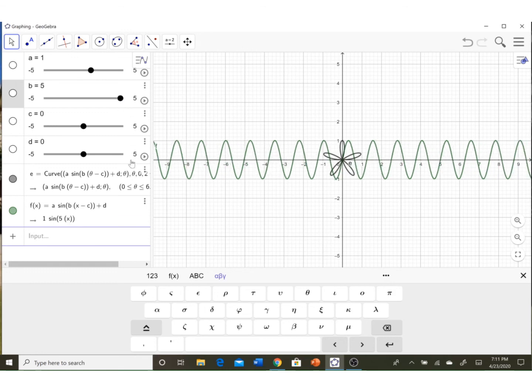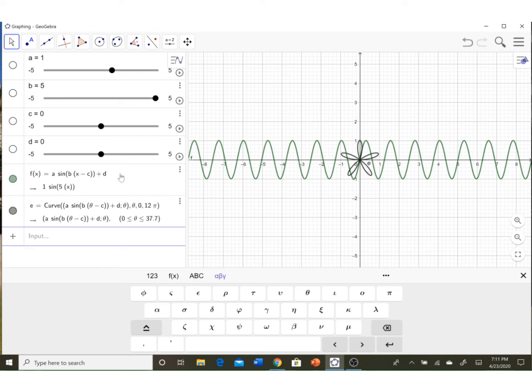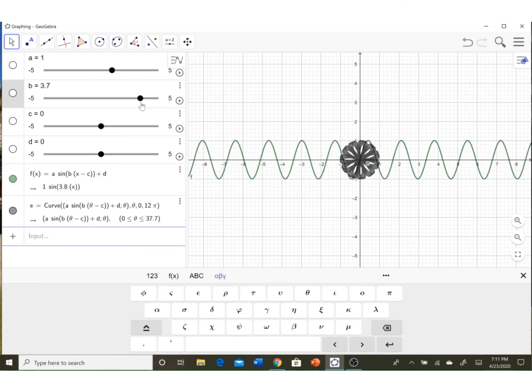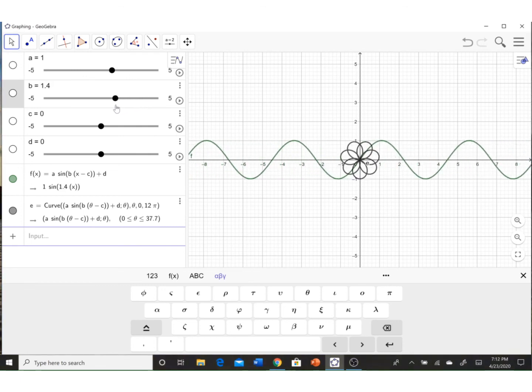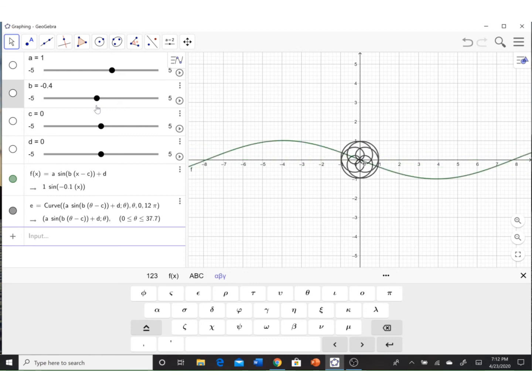Well, problem is the input for theta only goes from 0 to 2 pi. What if I picked something, let's just say 12 pi instead of 2 pi? Let's see what happens. Well, then when I slide this, I get more, don't I? Look at that. That is so cool. Why is that? What's going on here? Guess what? You can play with it and you can find out.